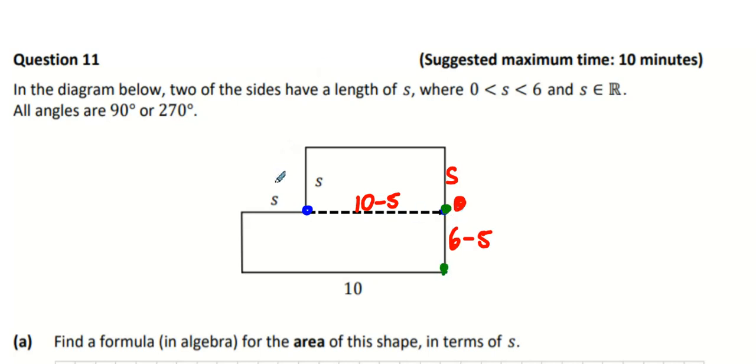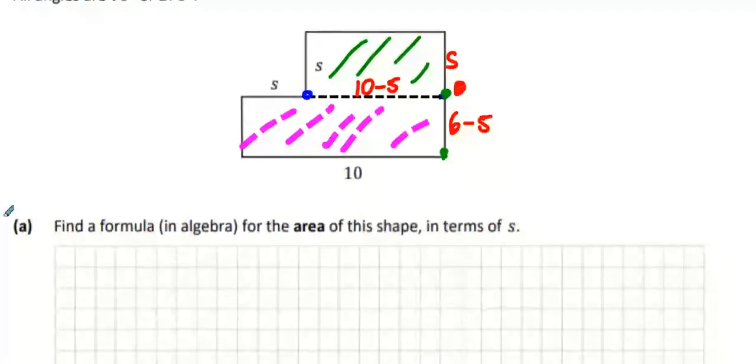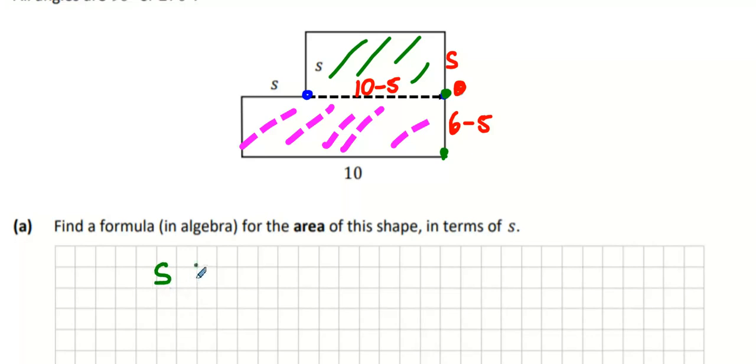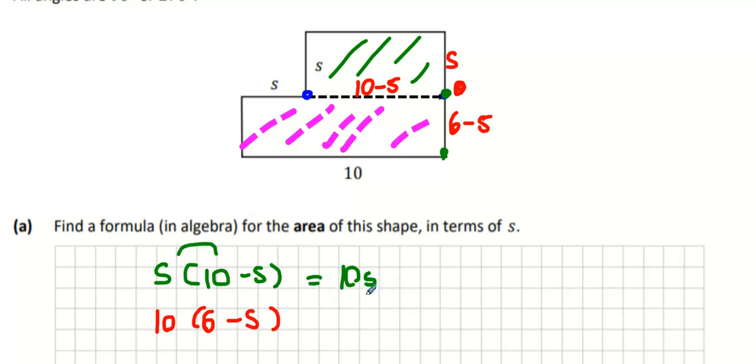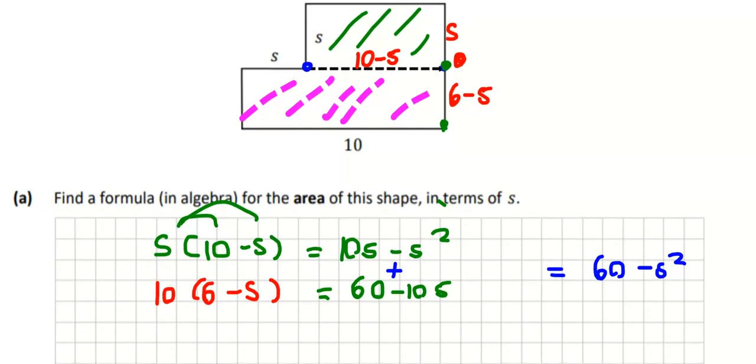Now we have two rectangles to work with here. We have the area of the pink area, which I'll call here, and then the area of the green area, which I'll call down here. It's length times width, which is going to be s times 10 minus s for the top shape. And then for the bottom shape, it's 10 times 6 minus s. Multiplying it out, we get 10s, and then s times minus s is minus s squared. The next one has a length of 10 and a side of 6 minus s, so it's 60 minus 10s. Adding the two of them together to get the total area, the 10s cancel, and you get an answer of 60 minus s squared. And that's the area of your full shape.